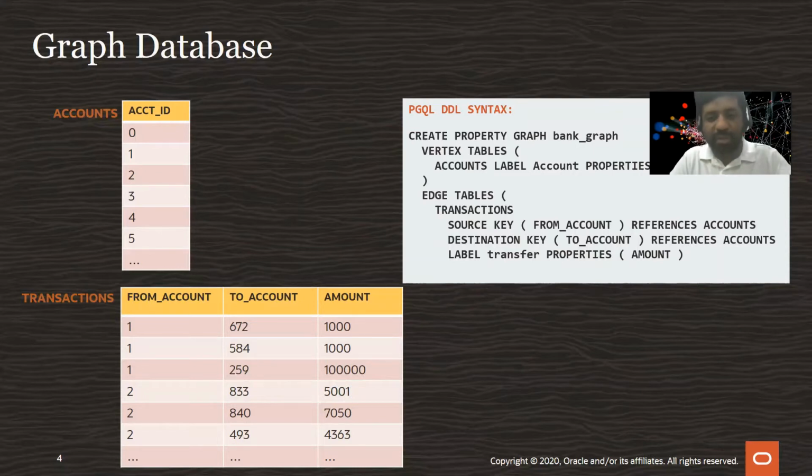And I'm also basing it on the from account to the to account. I'm basically giving it a source key and a destination key, based on which it will be able to generate the graph. And then I also assign the different labels, both for the vertex as well as the edges. This is something which we'll define within the Oracle database stack to generate the graph from the graph database.